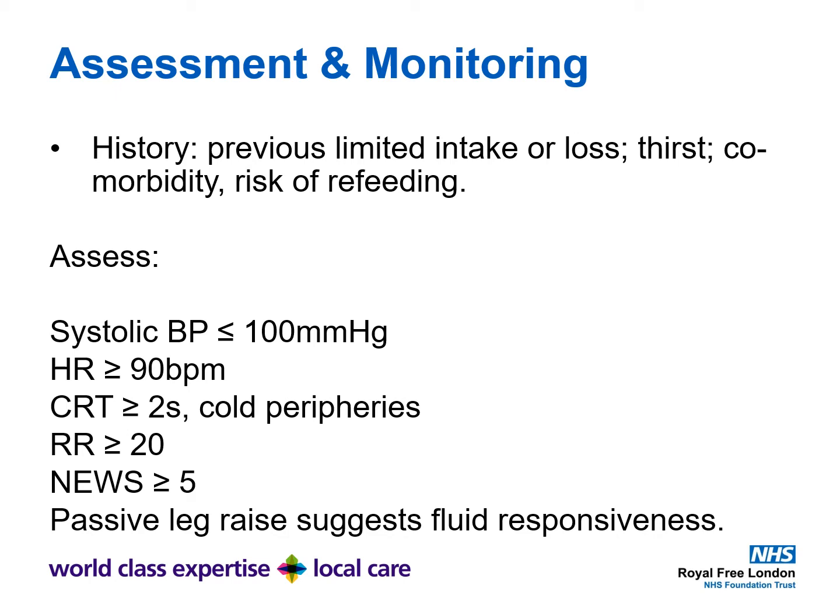See if there are any previous limited intake or lost thirst, comorbidity and risk of refeeding, which isn't something we're going to discuss today. Assess a patient for reduced systolic blood pressure, less than 100, tachycardia, cool peripheries, elevated capillary refill time, elevated respiratory rate and elevated NEWS score. One quirky thing to perhaps do is actually just lift the patient's legs for a few seconds and see if there's a change in blood pressure.